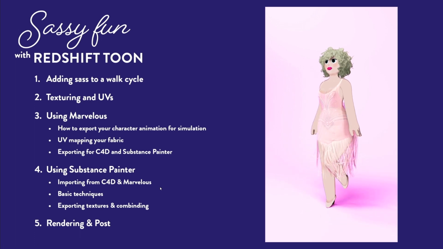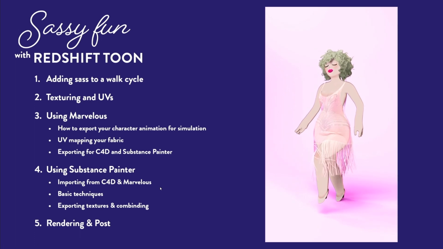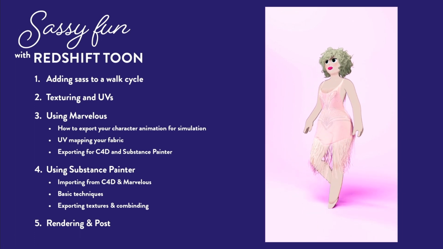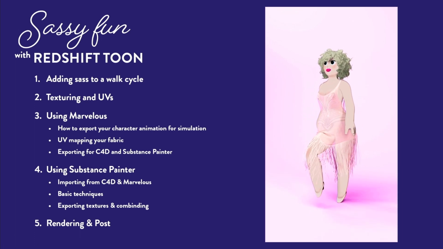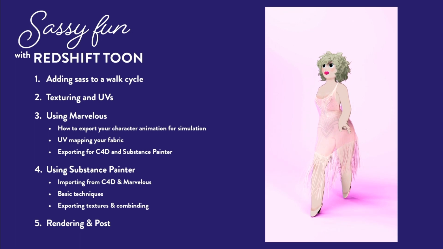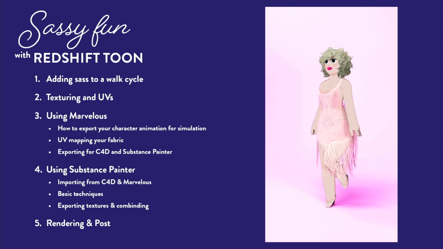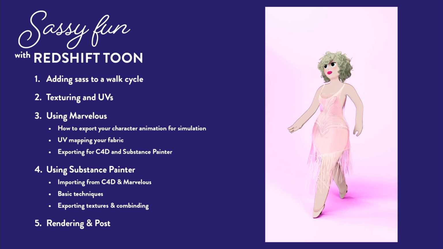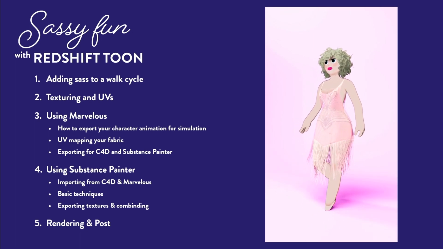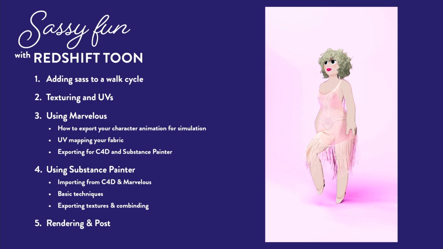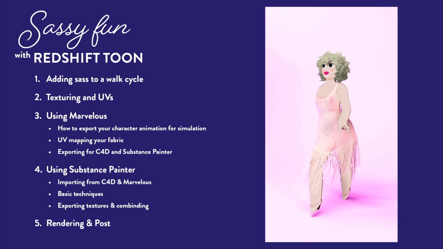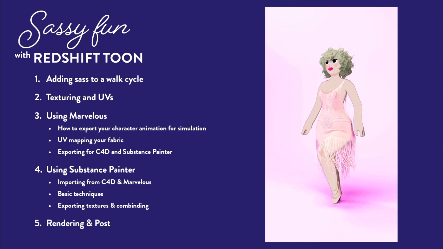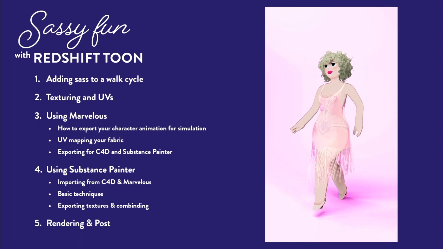All right, so this is just an overview of what I'm going to cover today. We're going to be adding sass to a walk cycle. We're going to talk about texturing and UVing in Cinema 4D. I'm then going to bring that into Marvelous Designer and make a very quick outfit for her. I'm going to show you how to export that from Marvelous so that you can bring it back into Cinema 4D as well as into Substance Painter, so you can bring all those texturings together into Cinema 4D and do some rendering and post stuff.